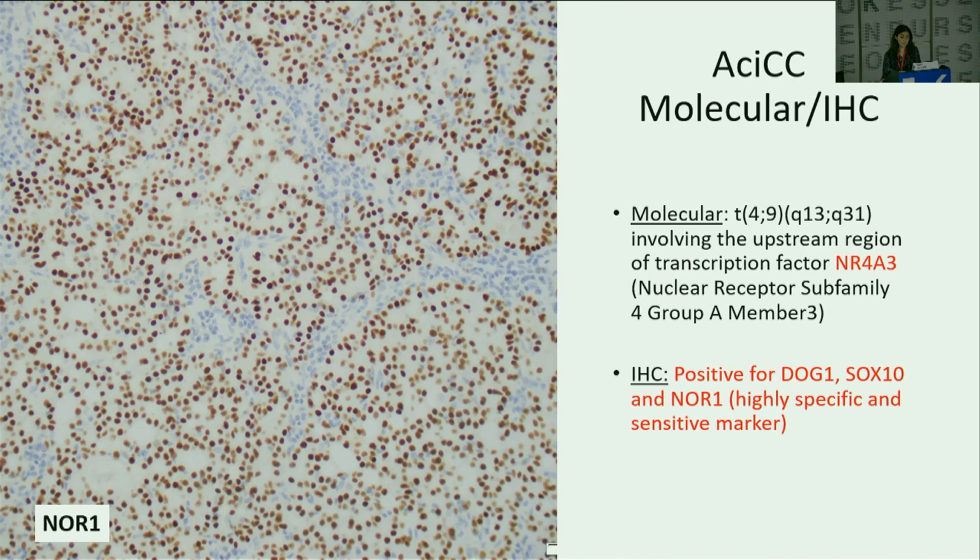Recently, a translocation t(4;9) involving the upstream region of the transcription factor NR4A3 via a hijacking mechanism has been described in acinic cell carcinoma. And there is an immunostain for this, for the NR4A3, we call it NOR1, and it's a nuclear immunostain that we and other people found to be highly sensitive and specific for acinic cell carcinoma, superior to the DOG1 immunostain.